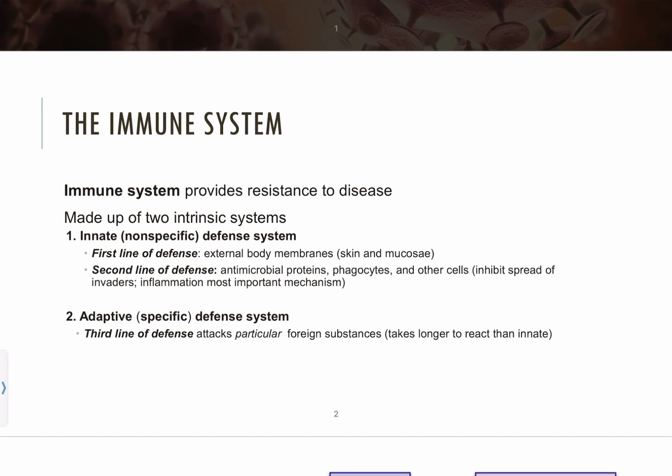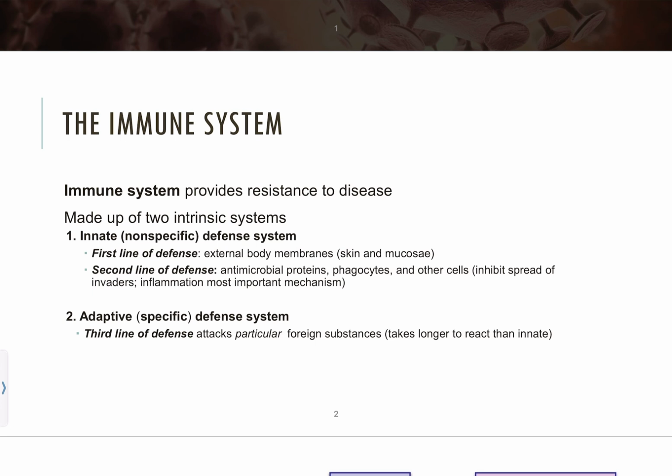So when we're talking about the immune system, we typically divide it up into two different defense systems. We have our innate defense system, which is non-specifically targeting an antigen on a foreign substance or a microbe, or our adaptive defense system, which is targeting something specific, a specific antigen on some sort of debris or pathogen. There are collectively three different lines of defense. The first and second line are going to be a component of the innate defense system, and then the third line of defense is going to be the adaptive defense.